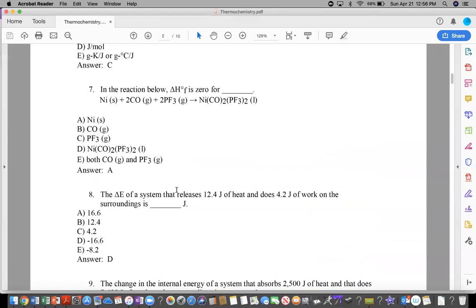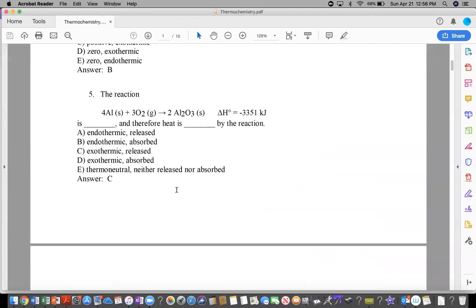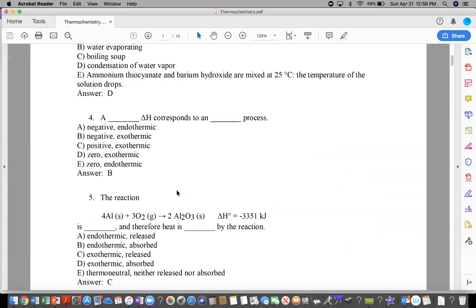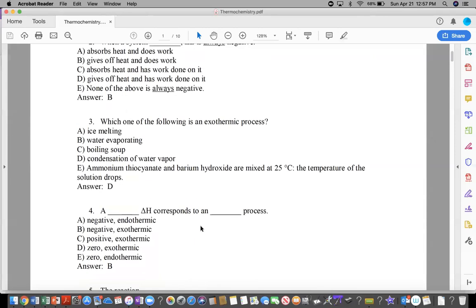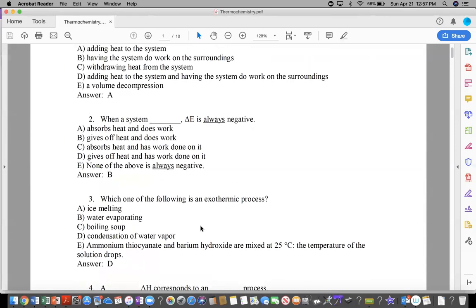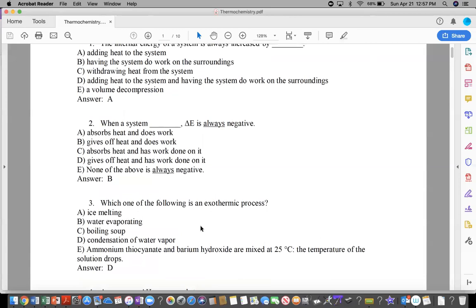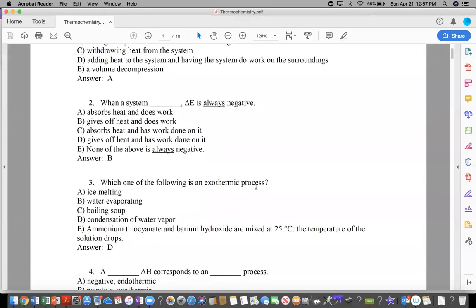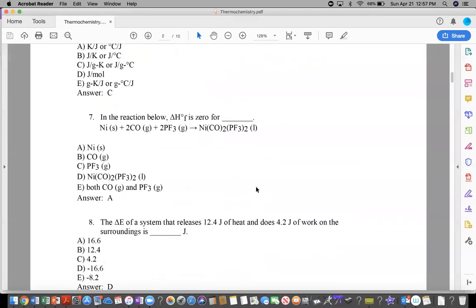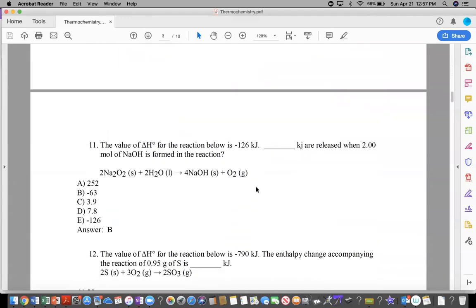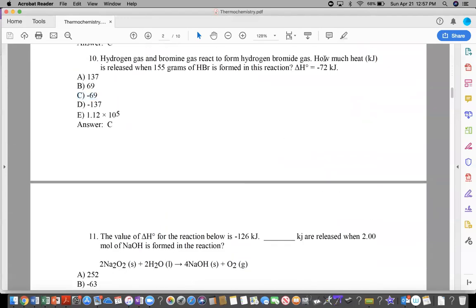So make sure you check your answers again. Yeah, there was one more. Check number 5. The 5 was exothermic release, C. Yeah, that's right. There was one, so make sure you download a new one just to confirm. All right. Does that answer your question, Steven? Yeah, it does. Does anyone else have any questions?